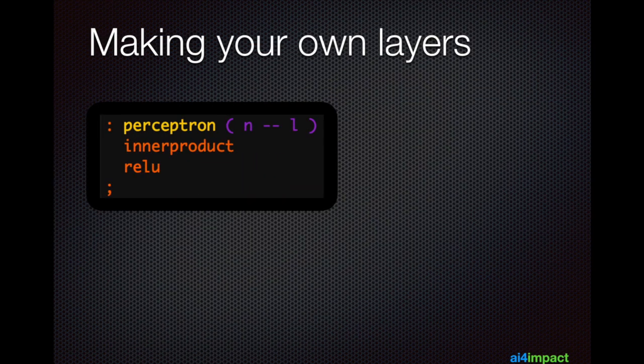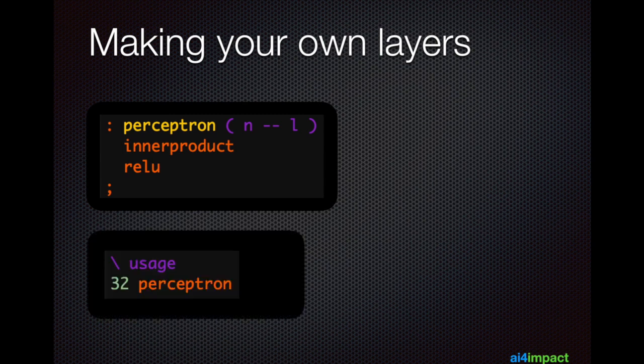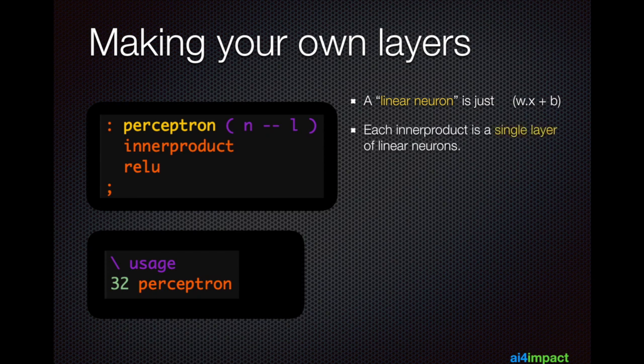You can easily define your own neurons or your own layers. This code shows you how to use a ReLU output with an inner product. And you use it by specifying how many neurons you want to use for the layer. So 32 perceptron simply means 32 perceptron units arranged in a single layer. You could say a linear neuron is simply the inner product alone by itself without the saturator. Each inner product is a single layer of linear neurons. So 32 inner product, for example, means 32 linear neurons in a single layer.